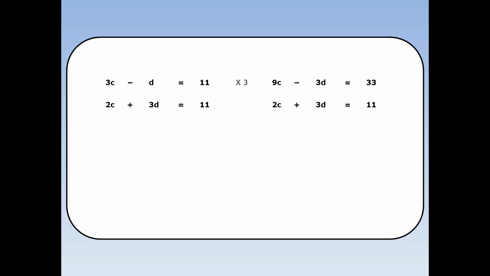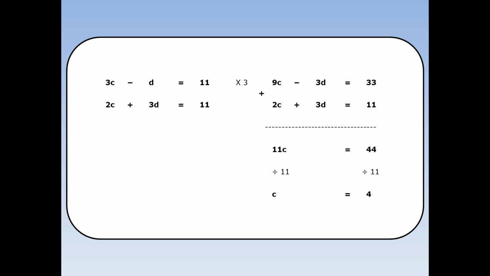Now because they're different, I'm going to add them together. 9c plus 2c is 11c, minus 3d plus 3d is nothing, 33 plus 11 is 44. So 11c is 44. Divide both sides by 11 to find out 1c. 11c divided by 11 is c. 44 divided by 11 is 4. So 1c is 4.